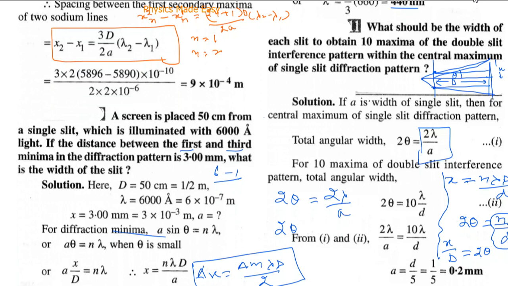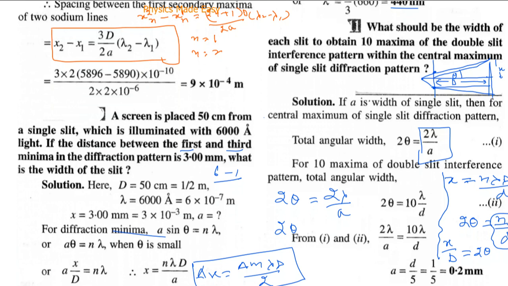Now it is clear this is theta. Theta is x by D. I will even remove this line, which will make the diagram more clear.